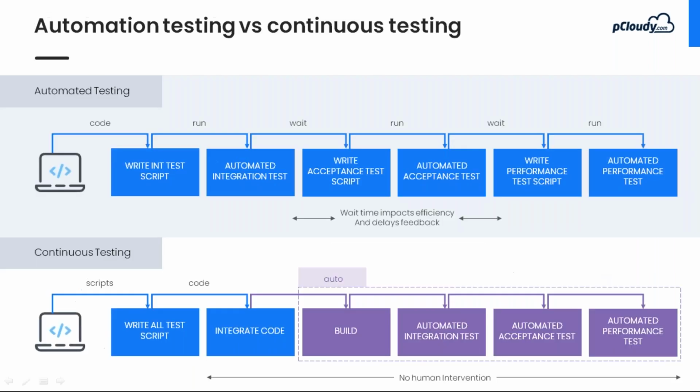Is that the same? No, there is a difference. There is a difference between automated testing and continuous testing. When we say automated testing, typically it means you have got a requirement, you have got the code, you have got the test cases, and you have created those test cases.